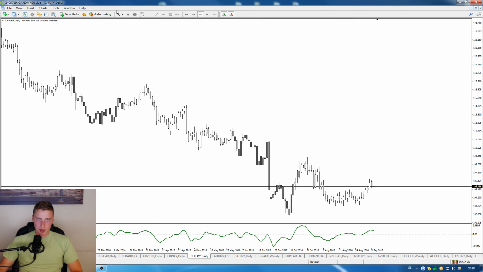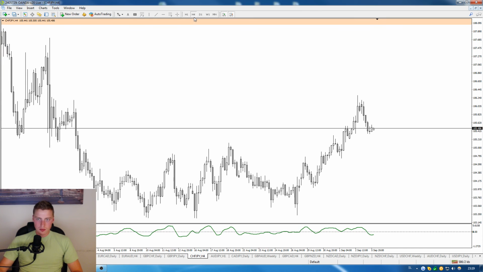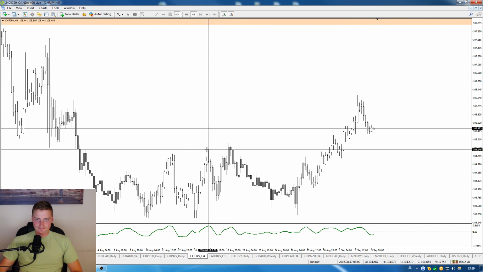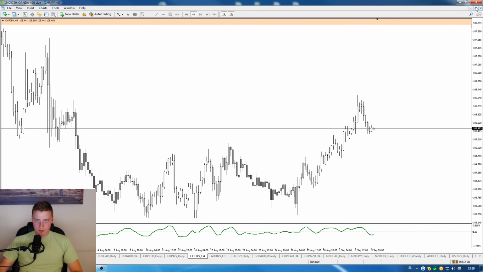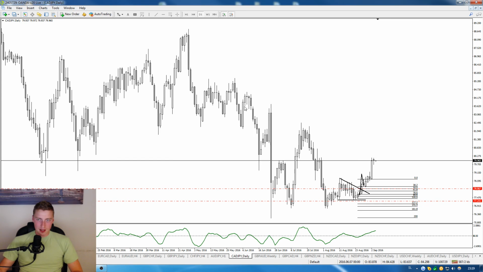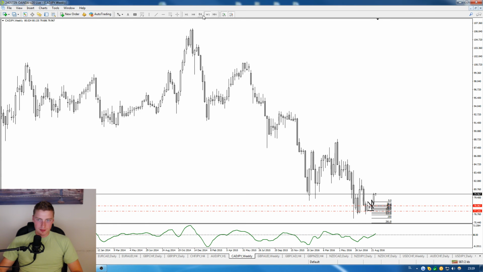Swiss yen pretty much the same. Actually, it is almost the same. Yeah, I'll not bother with that. KDM pretty much the same.